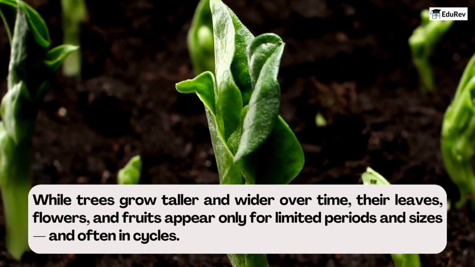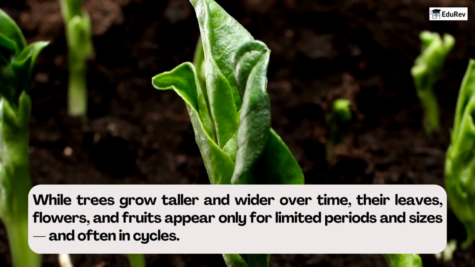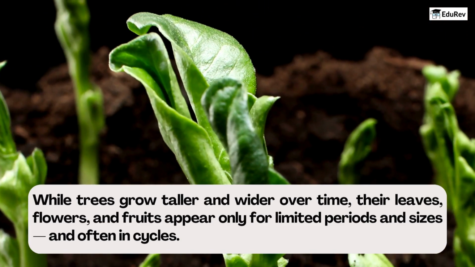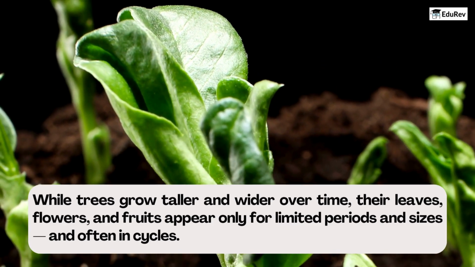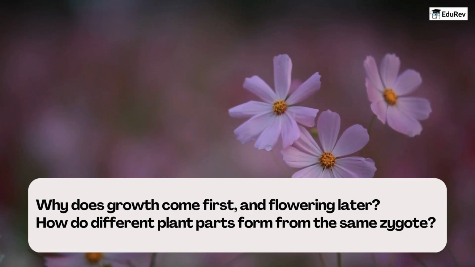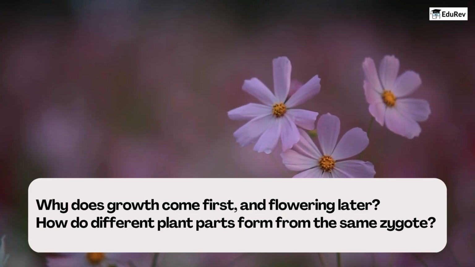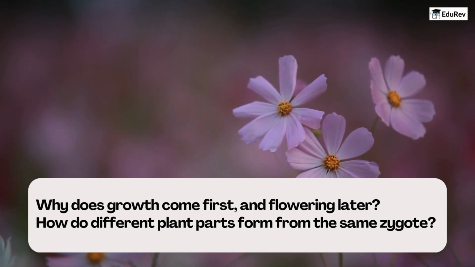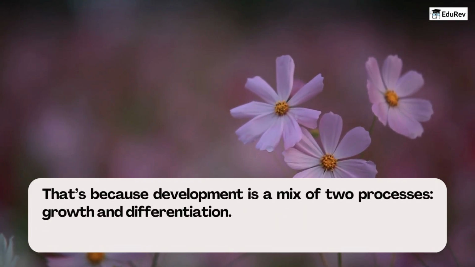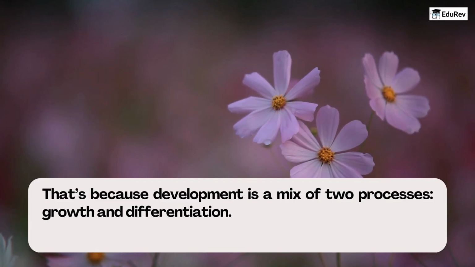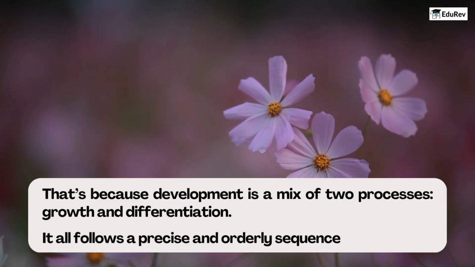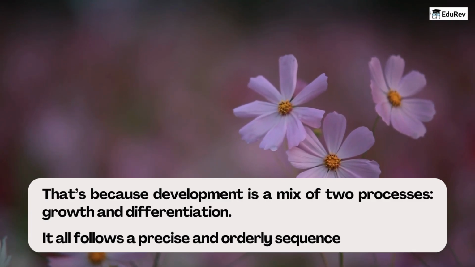Trees grow taller and wider over time, but their leaves, flowers, and fruits appear only for limited periods and sizes, and often in cycles. Now you may ask, why does growth come first and flowering later? And how do different plant parts form from the same zygote? That's because development is a mix of two processes, growth and differentiation. It all follows a precise and orderly sequence.